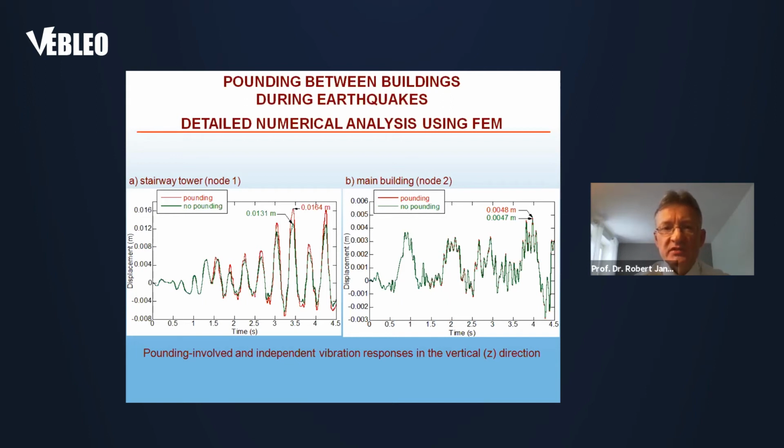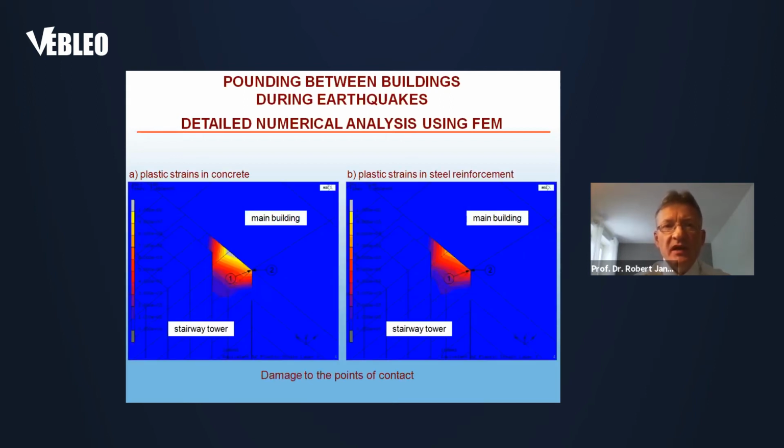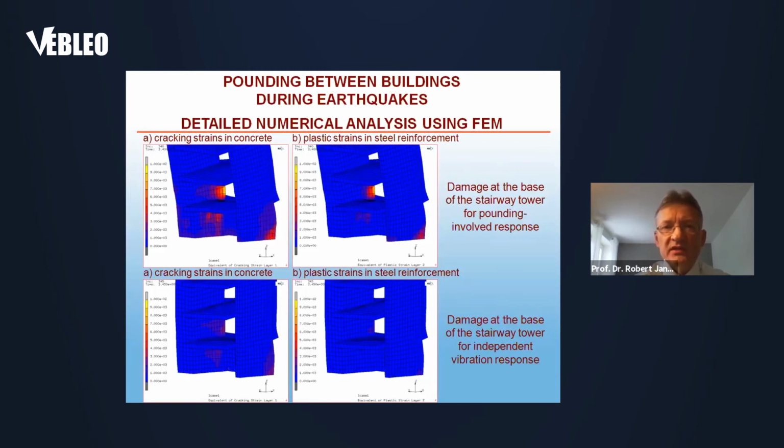Only very small changes in the response took place. Also, when we look at the plastic strains in concrete as well as plastic strains in steel reinforcement, in the case of the stairway tower, we could observe some damage at the points of contact, but only for this building. And also for the lighter stairway tower, in the case of the cracking strains in concrete and plastic strains in reinforcement, damage was much larger compared to the case when pounding does not take place, by comparing those two results, which can be seen on this transparency.